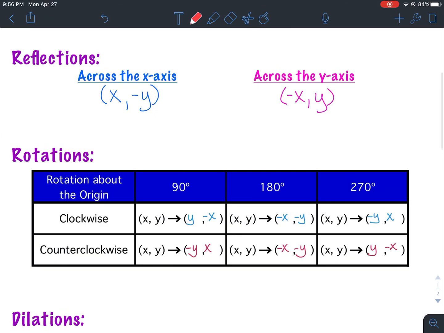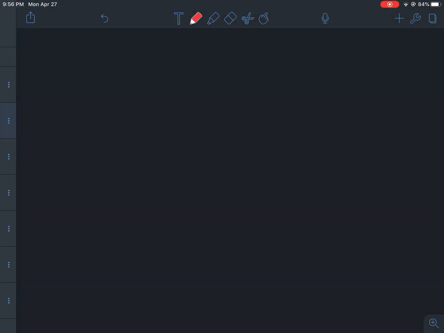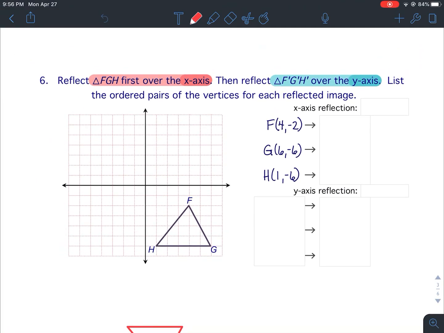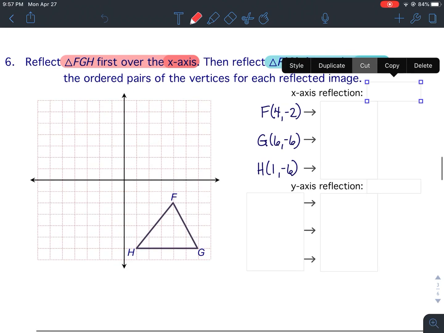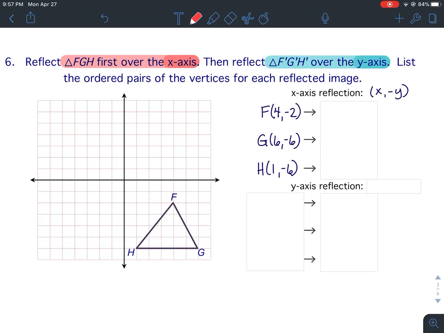A reflection over the x-axis is x and then the opposite of y. I'm going to take x and then the opposite of y. I'm going to leave the 4 the same for F prime, the 6 for G prime will stay the same, and for H prime, the 1 will stay the same. But I'm going to take the opposite of all of these coordinates.